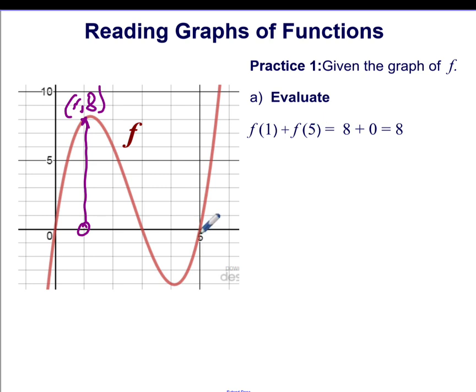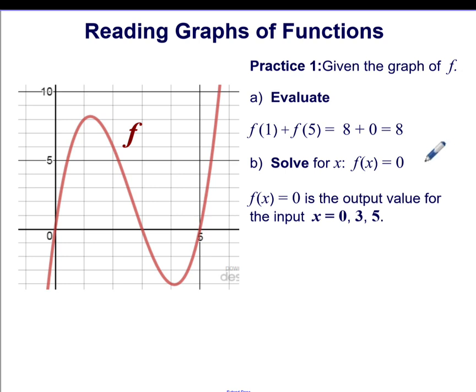Now f of 5, we go here when x is equal to 5, and that's where the function crosses the x-axis, so the value of f of 5 is 0. So evaluating f of 1 plus f of 5 is the same as saying 8 plus 0, or 8.